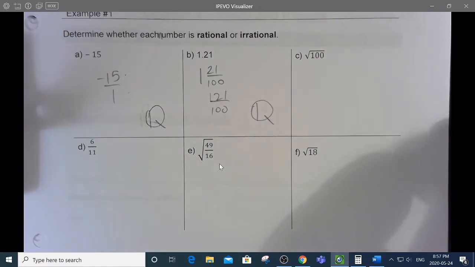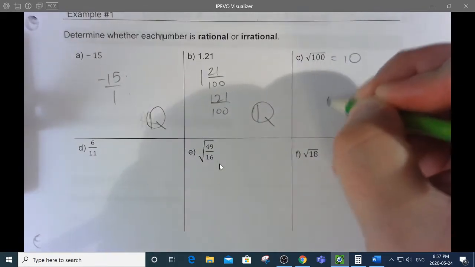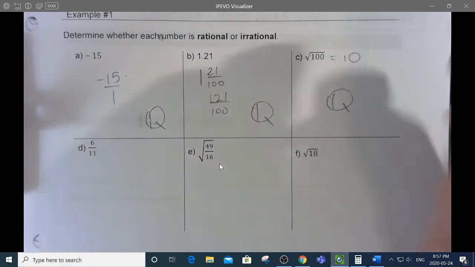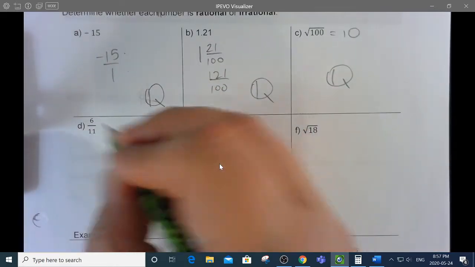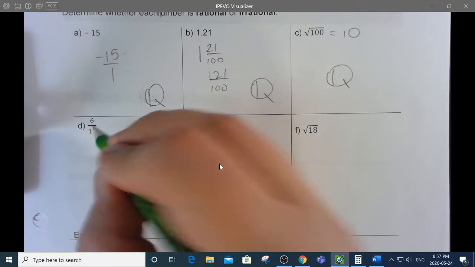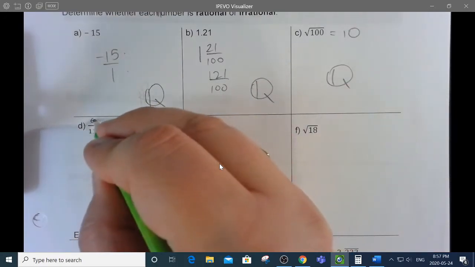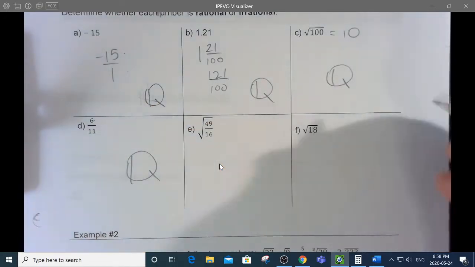Now, here's where we have to know our perfect squares. Is 100 a perfect square? Yes, it is. It's 10. So that's definitely rational. 6/11. It's a true fraction. It's a rational over a rational, or better said, it's an integer over an integer. So, yep, it's rational.